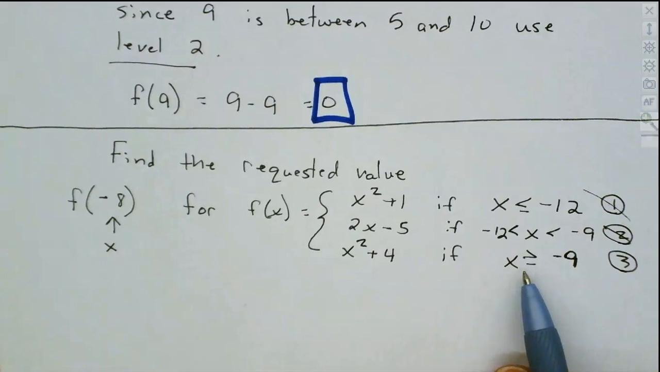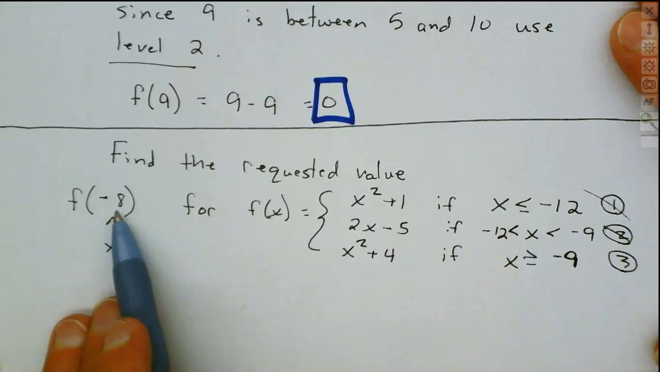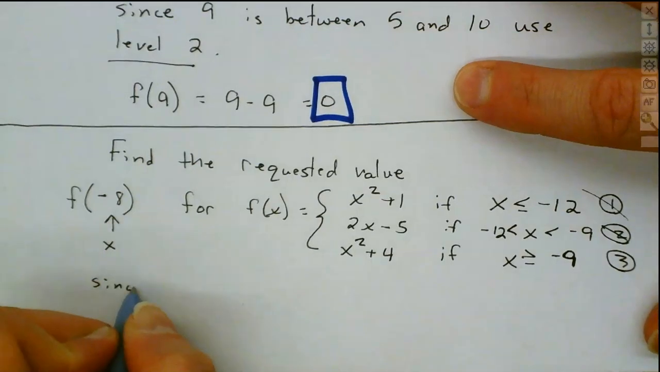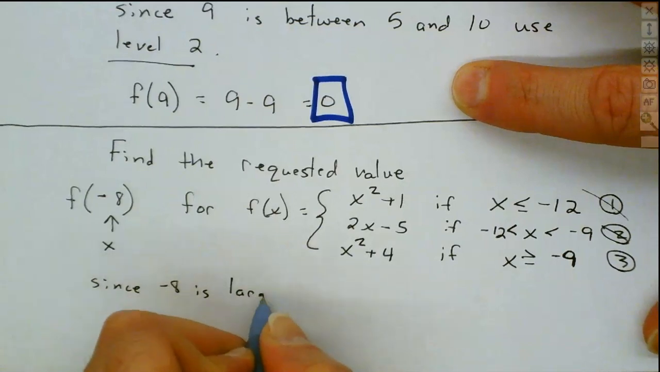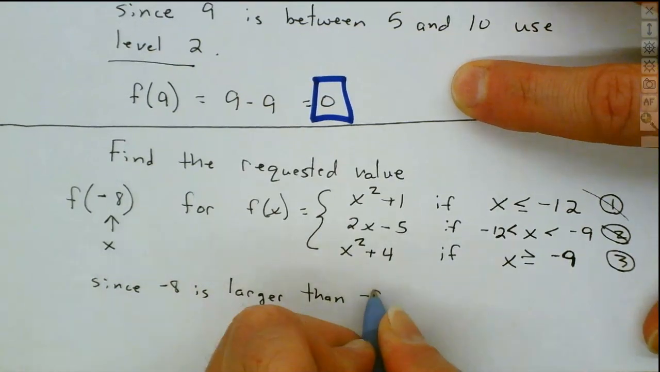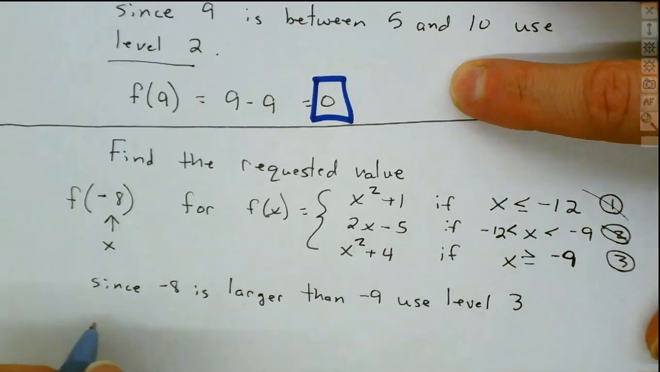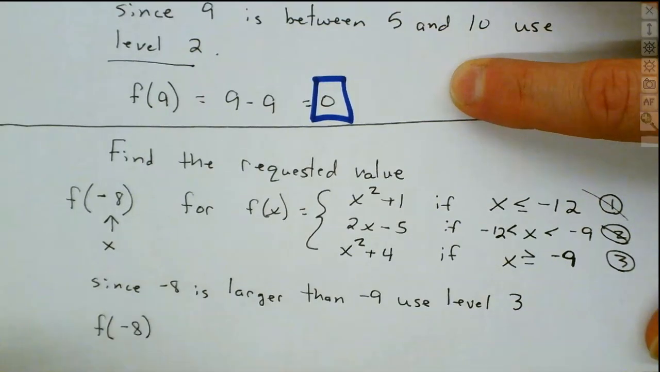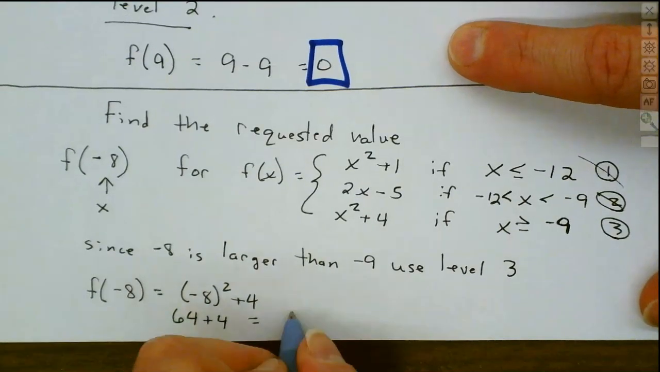It is for values of x that are what? Greater than or equal to negative 9. Does that apply to this one here? Yes. So, since negative 8 is larger than negative 9, you're going to use level 3. And so what would that be? If I plug in f of negative 8 here, that would be negative 8 squared plus 4, and that's 64 plus 4, which is then 68.